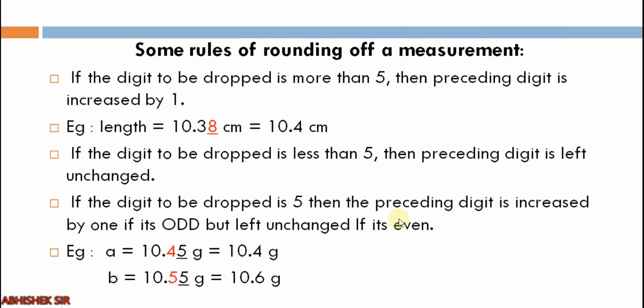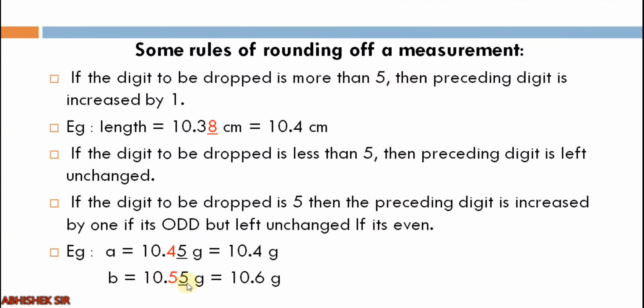Clear? Now the question arises, what if any measurement is having exactly 5? Neither more than 5, nor less than 5. So what to do in that case? In that case we have to see the preceding digit, whether it is odd or even. Now see, the rule is, if the digit to be dropped is 5, the last digit you see in both the examples is 5, then the preceding digit is increased by 1 if it is odd.